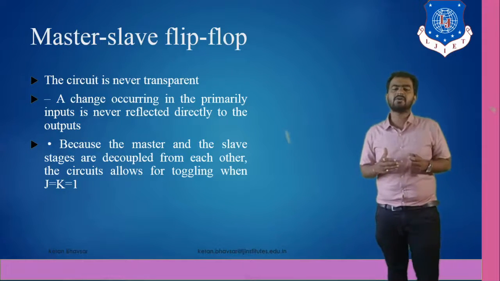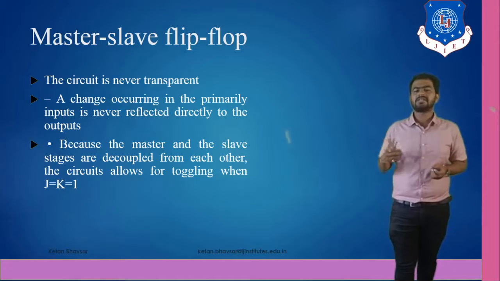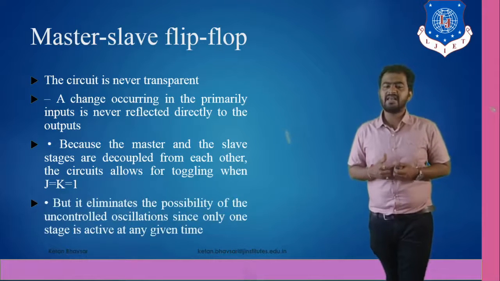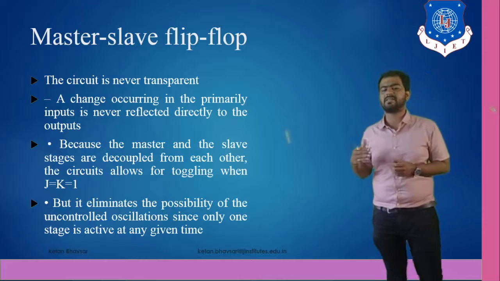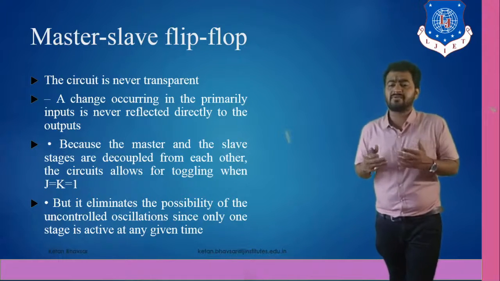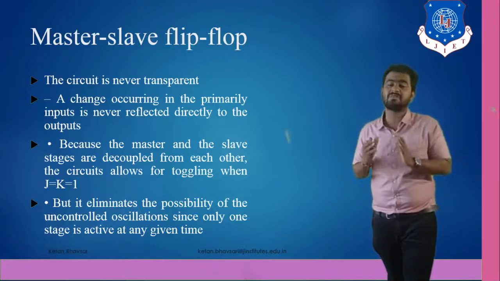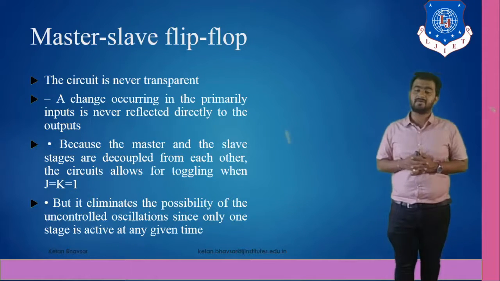Because the master and slave stages are decoupled from each other, the circuit allows toggling when J and K are both equal to 1. But it eliminates the possibility of uncontrolled oscillation, since only one stage is active at a time. So we cannot see any other problems arise, because only one stage is active at a time. Because of that reason, you are getting a far better result as compared to the other types.